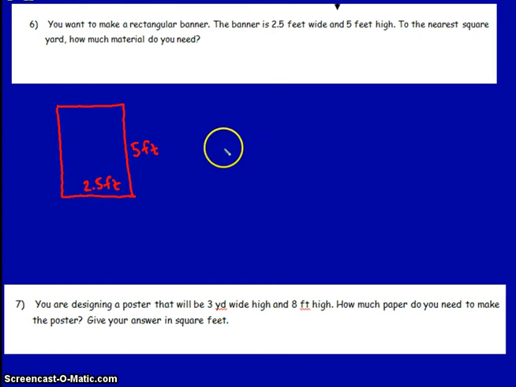Well, it says to the nearest square yard, and I've been given my units in feet. And so before I work this problem, I actually have to change my feet to yards. And so I know that there are 3 feet in 1 yard. And so I set up a proportion, and I know I have 2.5 feet, and I want to know how many yards is 2.5 feet.